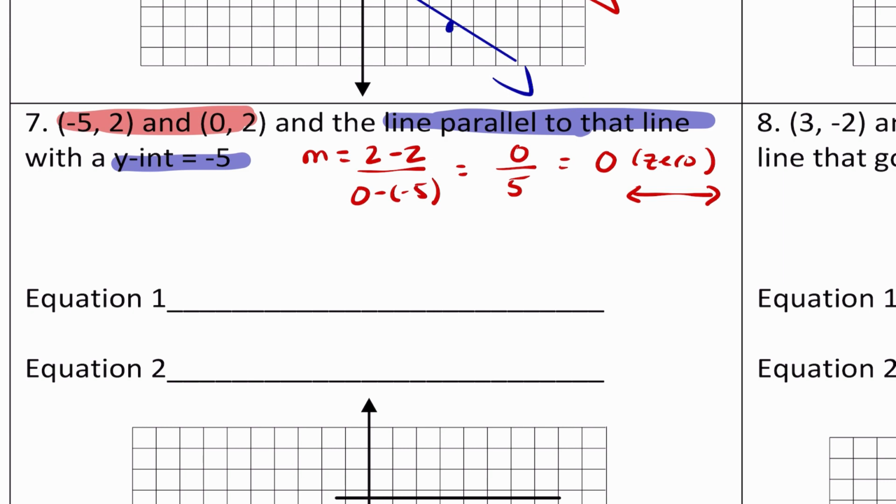So, now let's go ahead and figure out the parallel slope. If I know that the original slope is 0, then what is the parallel slope? Well, that's just going to be 0 again, okay?